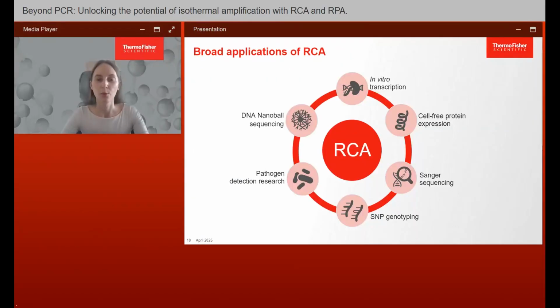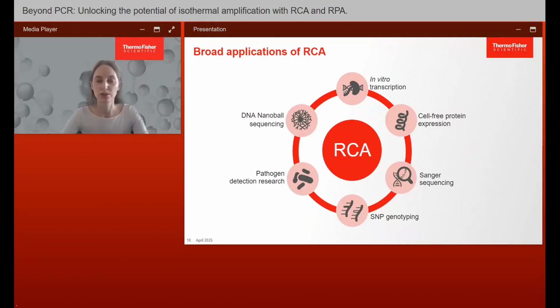So let's look at where RCA is used. RCA is commonly used for two main types of applications. Firstly, it can be used for detection. For example, detecting pathogens like viruses or bacteria, RNA sequences, DNA sequences, even proteins, or genetic variants like single nucleotide polymorphisms, or SNPs.